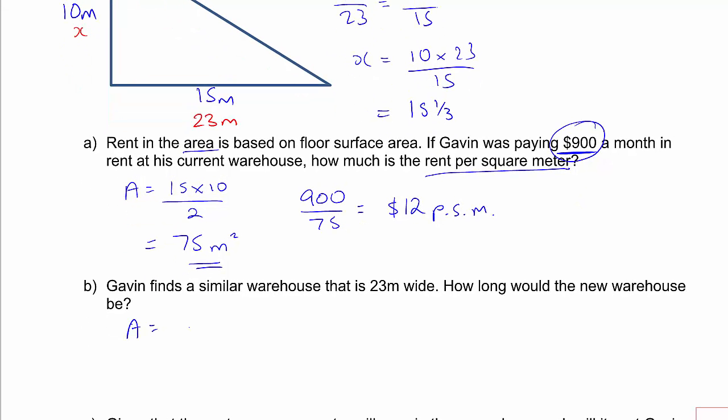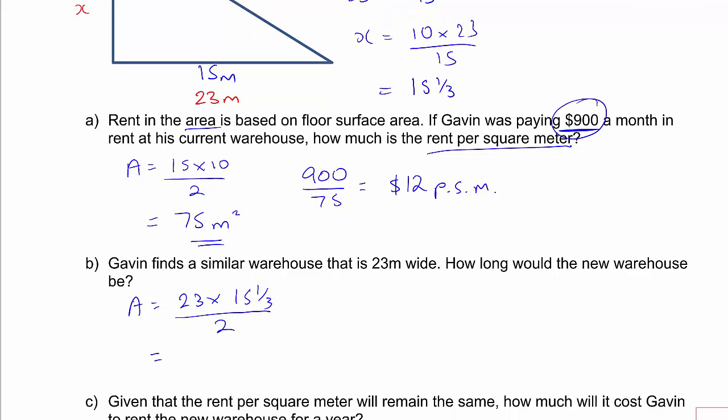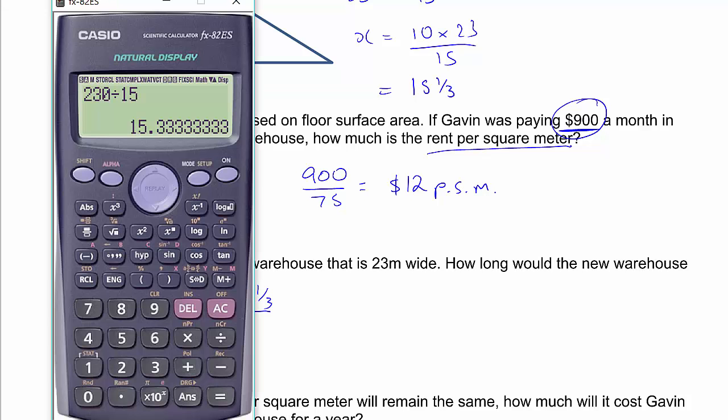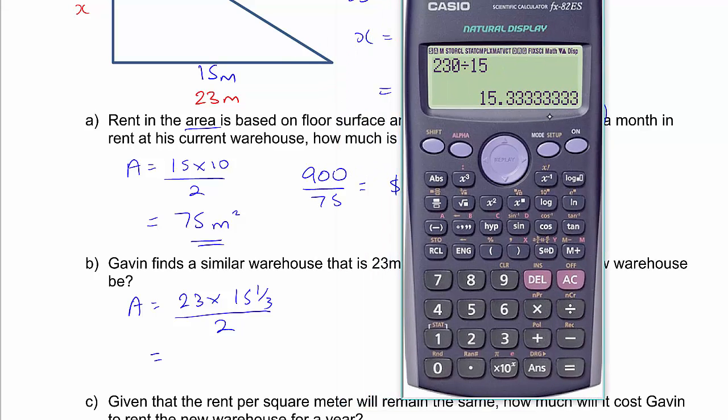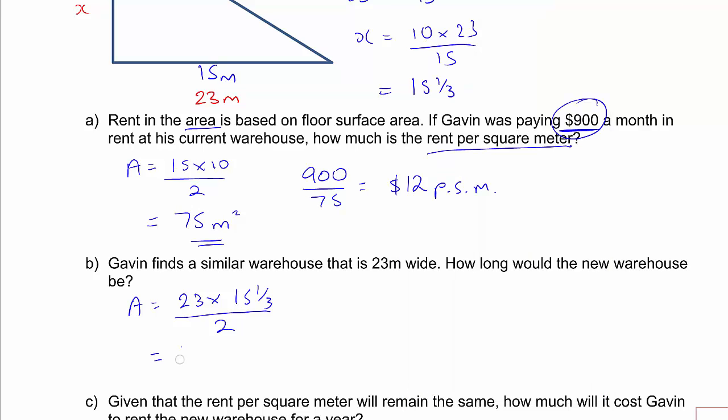So the area is going to be the base times the height divided by 2. So let's bring the calculator back in. So the 15 1/3 I've already got on the calculator. So let's multiply that by 23 and divide by 2. I'm not following my rule of making it look like I did on the calculator, so that's not ideal. That's 176 1/3 square meters.